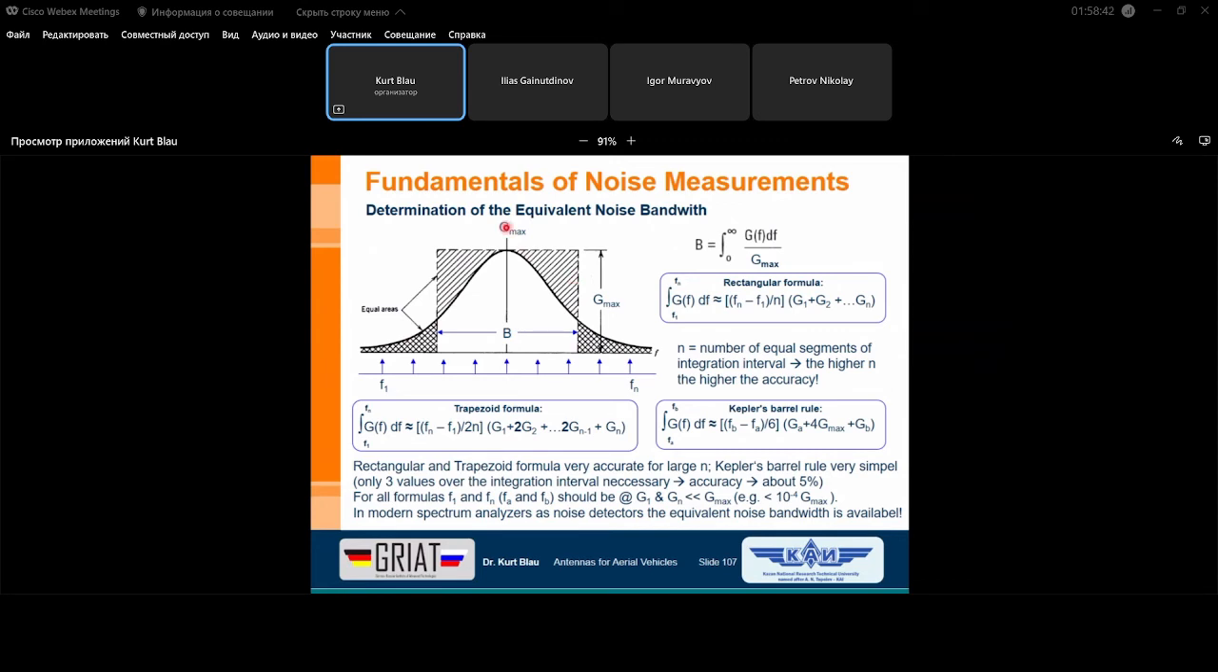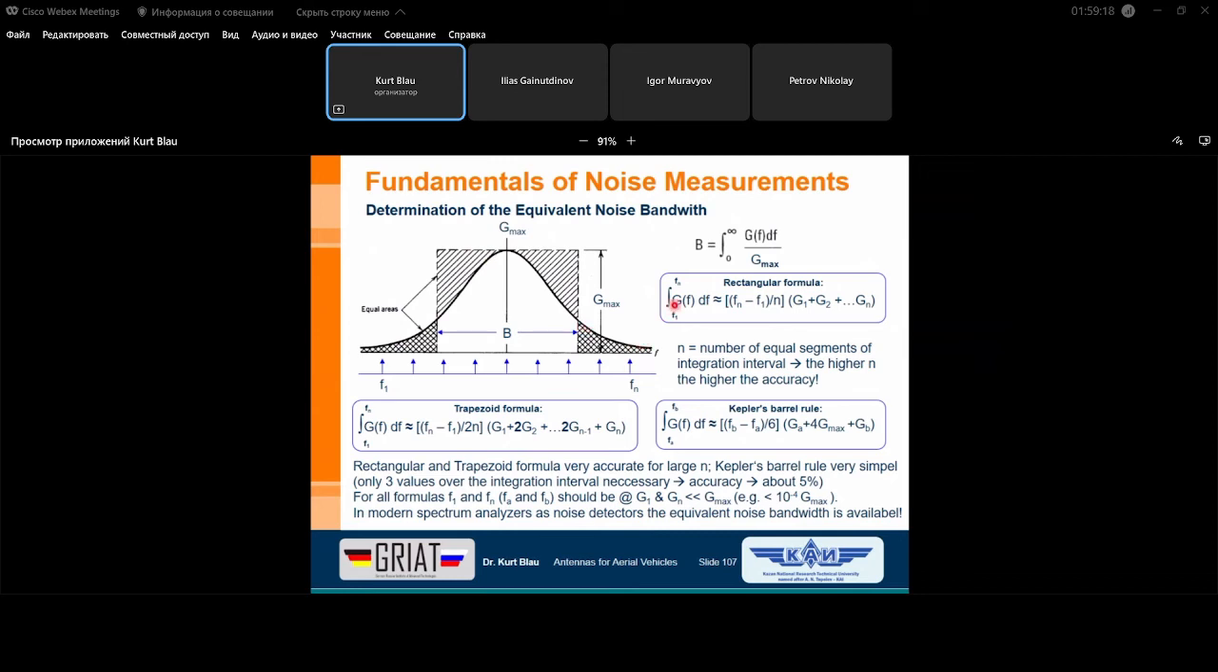But the Gmax we have to determine separately. Now we have here a number of equal segments of integration. That means we have n equal segments with different amplifications over the frequency. The higher the number of the segments, the higher is the precision of the value of this determined equivalent noise bandwidth.